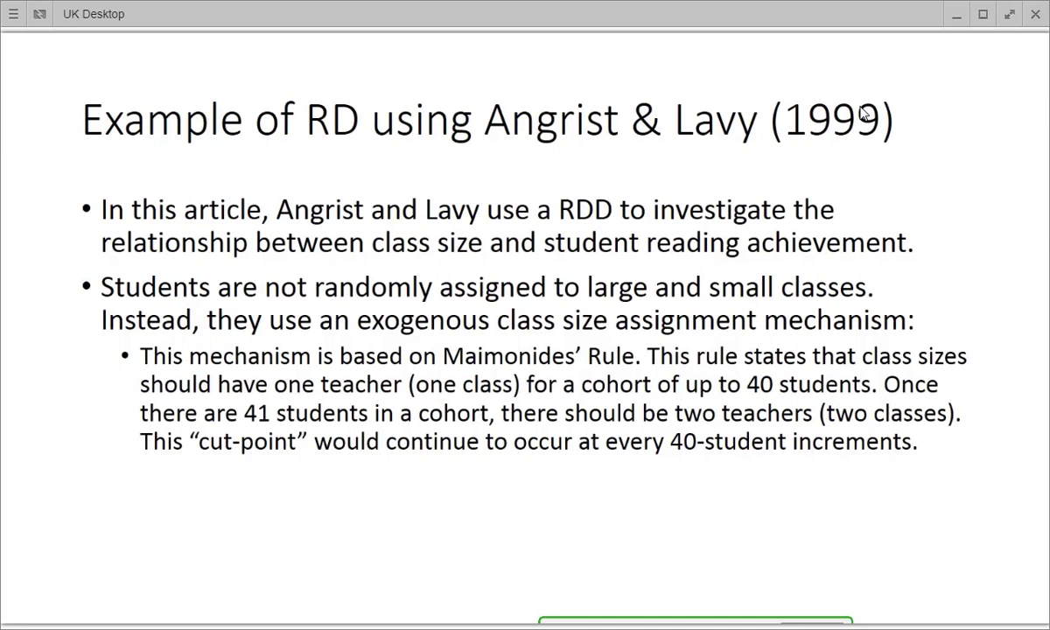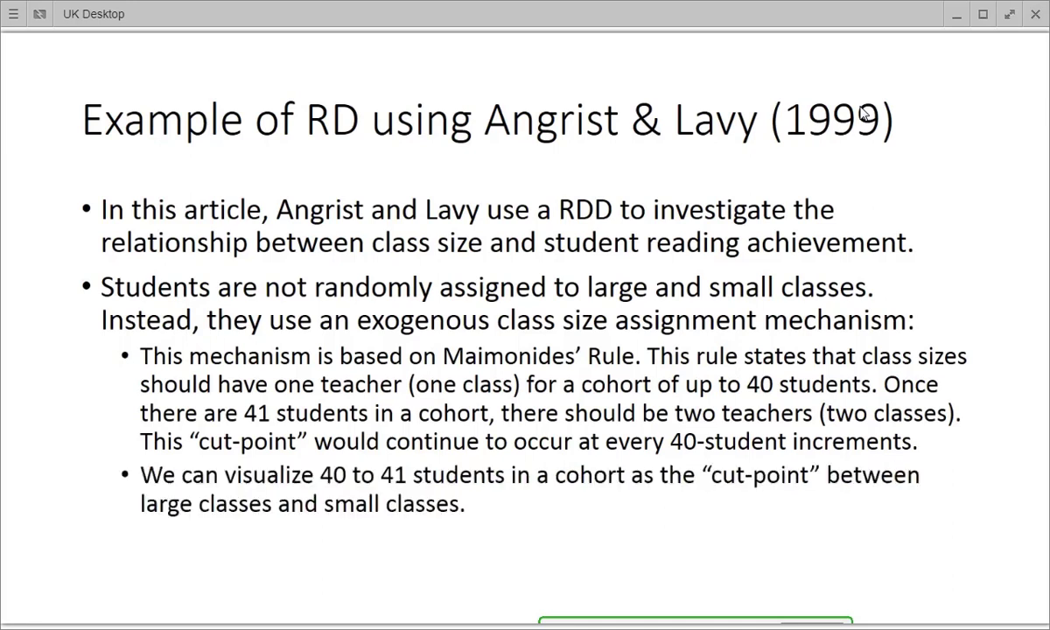And what we can do is look at this cut point to assess the effectiveness of being in one large class versus being part of a smaller class. And as this rule follows along, that cut point occurs at every 40 student increment. So at 81 students, we'll divide into 3 classes from 2 classes, so on and so forth.